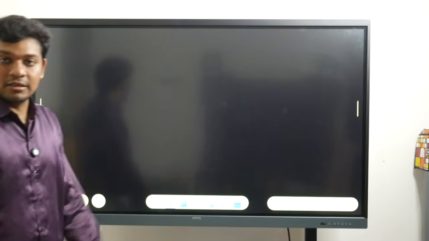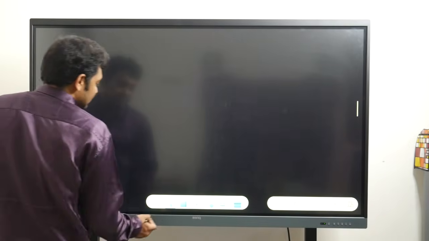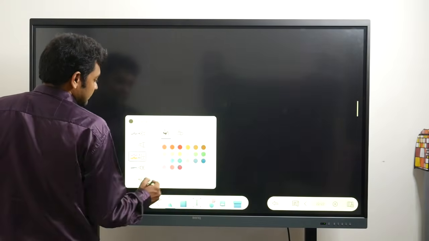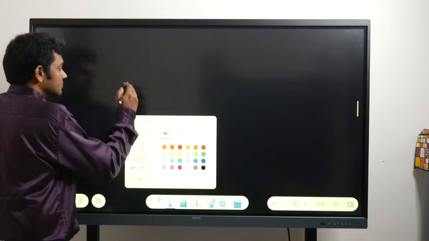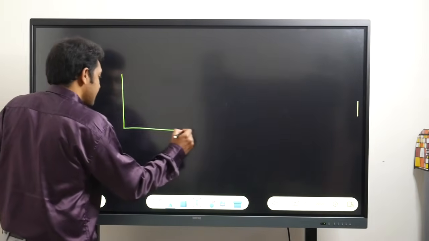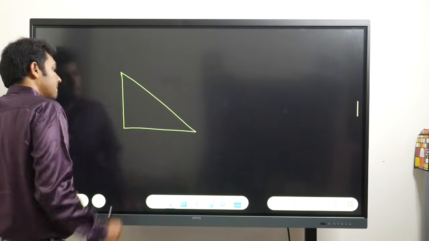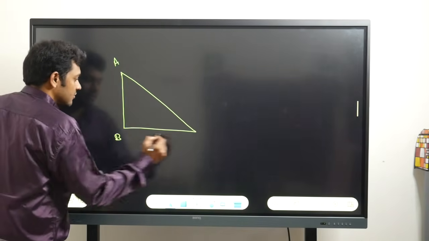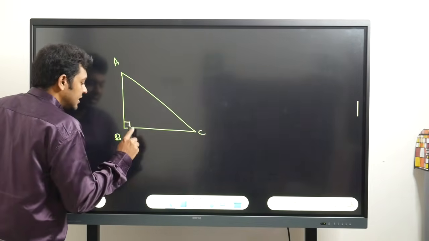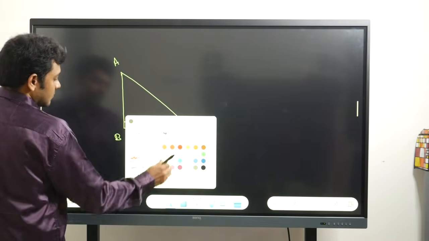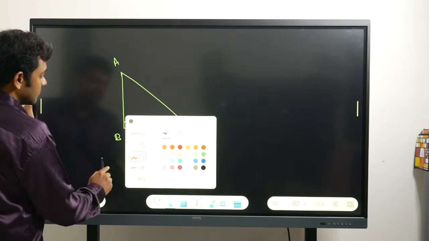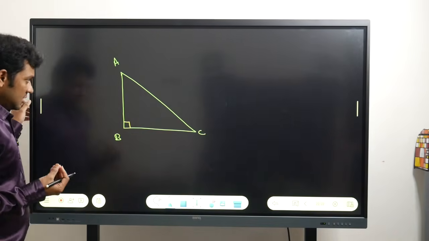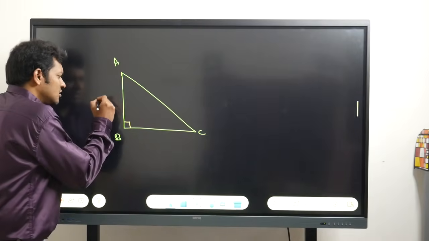That's all about the equilateral triangle. Now let's get into the right angle triangle, something about the right angle triangle. What is a right angle triangle? So triangle A, B, C, where this angle is 90 degrees. When I say right angle triangle, the sides will be A, B, C.